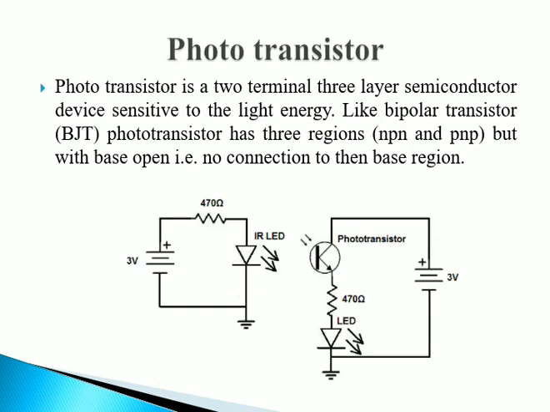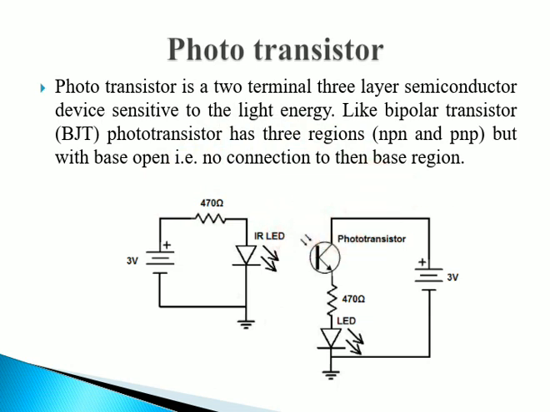The next one is the phototransistor. A phototransistor is a two-terminal, three-layer semiconductor device which is sensitive to light energy. Like a BJT, it has three regions, but the base is open, in the sense that there is no connection to the base region.